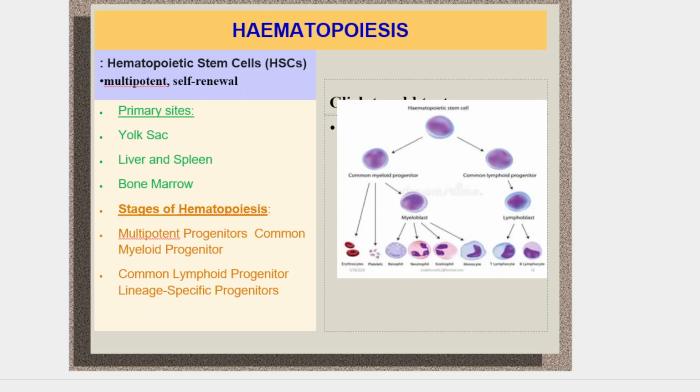In adults, active red bone marrow is mainly found in the axial skeleton and the proximal end of long bones. Under certain pathological conditions, hematopoiesis can occur outside the bone marrow in organs like the liver and spleen, reverting to fetal sites of blood cell production.